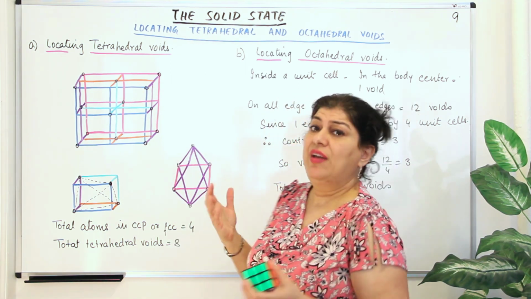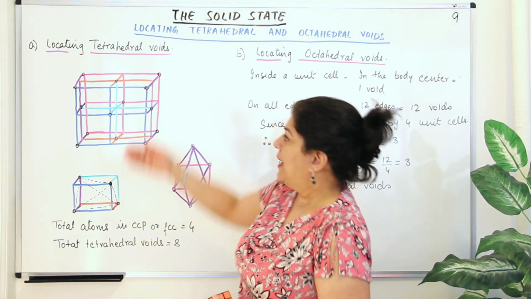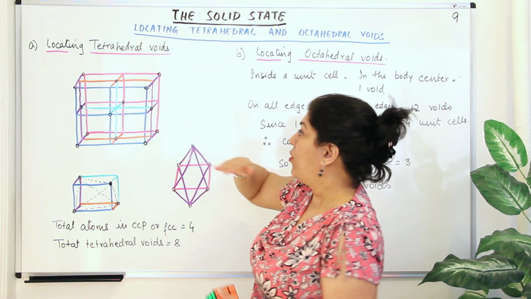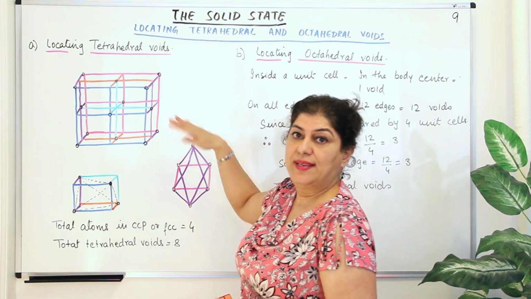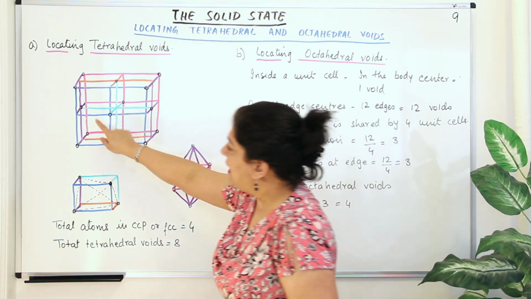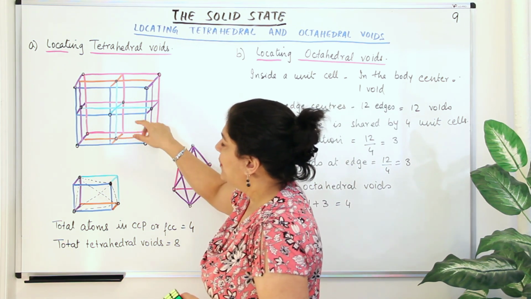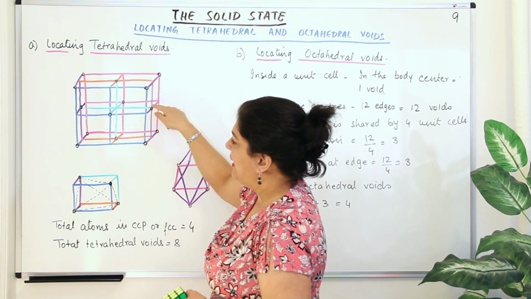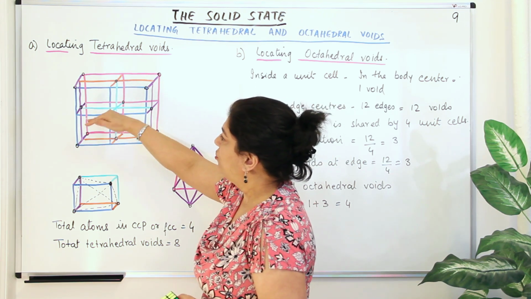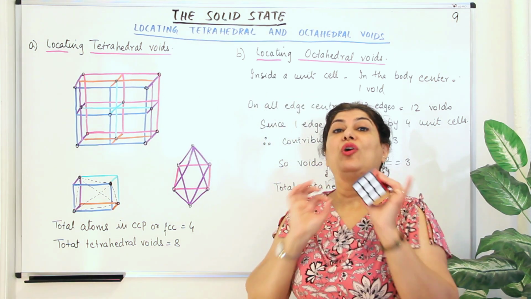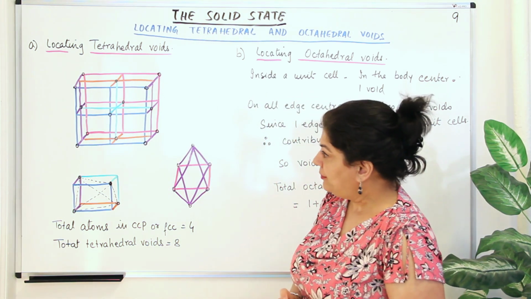So where will I find a tetrahedral void? I'll cut this entire cube lengthwise, breadthwise, and heightwise. Always I will cut it, and I'll get 8 small cubes now. You see, one in the front, one in the back. This green line divides them: 1, 2, 3, 4, 5, 6, 7, 8. There are 8 small cubes that I have now.